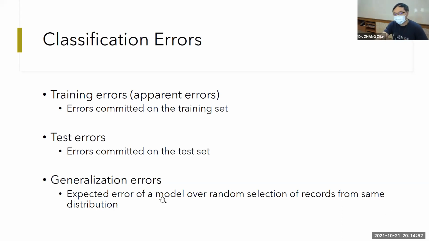And the generalization error is a kind of expected error of a model on some randomly selected records from the same distribution. That means you would like to test whether your model is still generalizable. This is usually done with simulation. Otherwise, in the real world, you cannot make sure that the data comes from the same distribution. But in simulation, you can use the same distribution to generate data to do such computation of the generalization error.